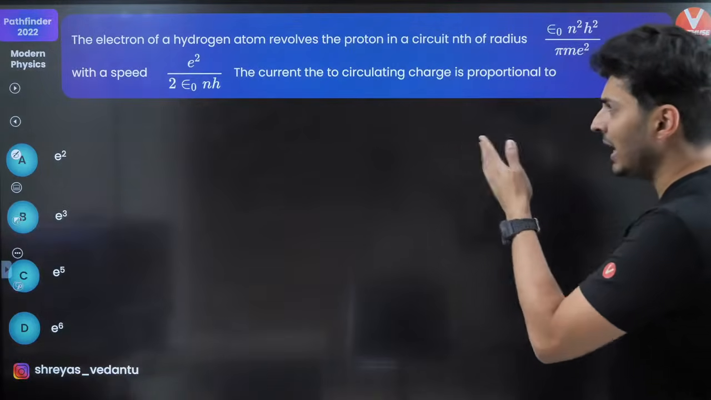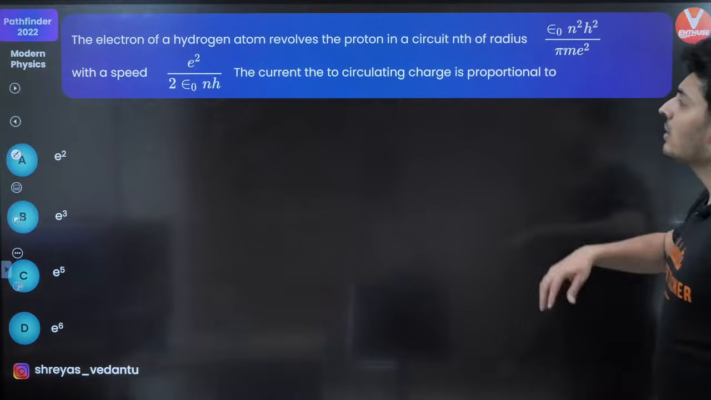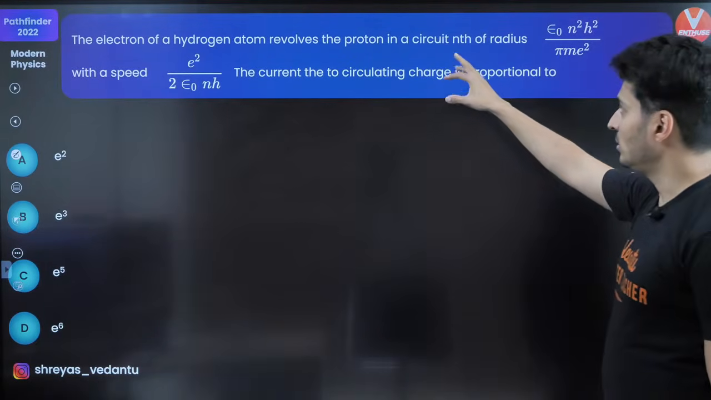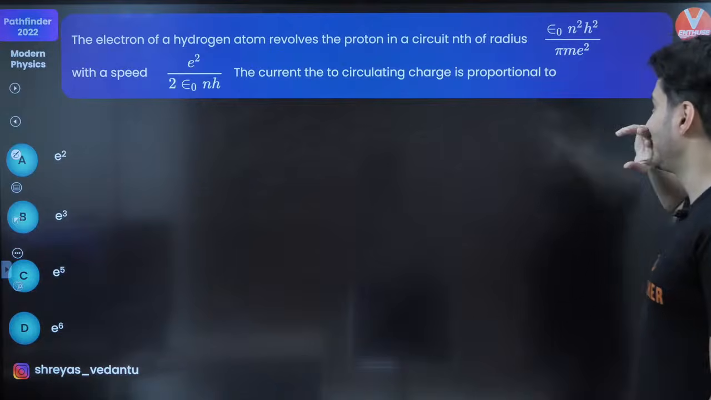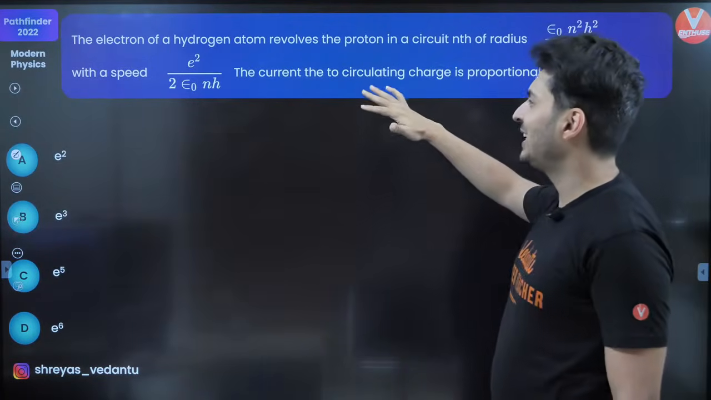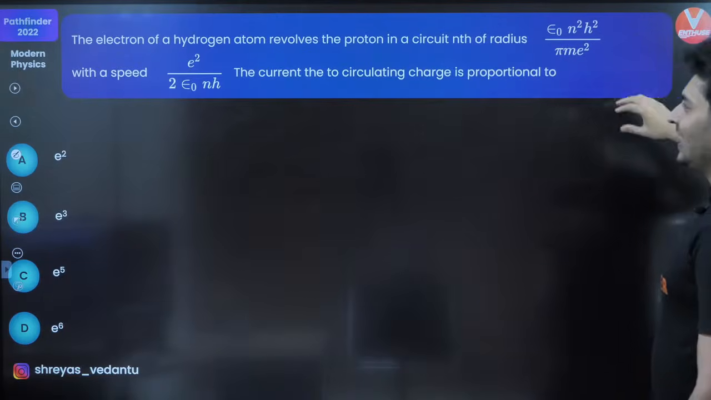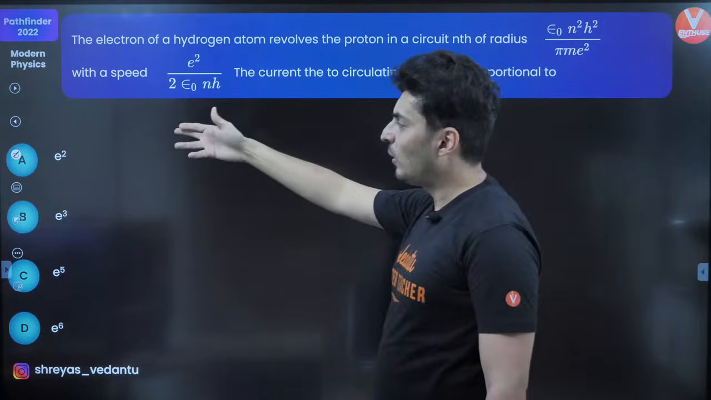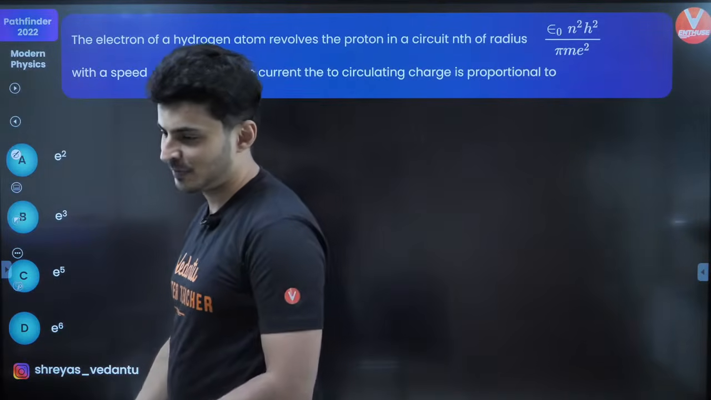Electron of a hydrogen atom revolves around the proton in a circuit. Actually, this should be orbit. Why the hell is it circuit? Okay. Of radius this much with a speed this much. The current due to the circulating charge is proportional to which power of the electron charge?